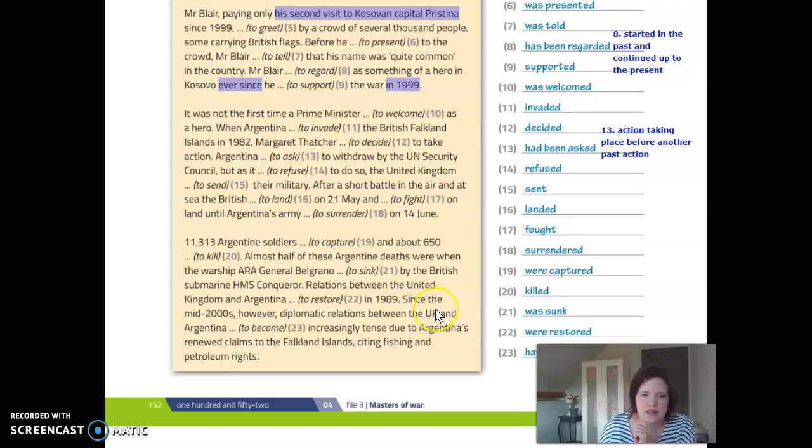And then since the mid-2000s, the relations have become increasingly tense, have become actually in the past that continues up to the present. Okay, because we're talking about since the mid-2000s, so that is an action which started then and continued up until now. Okay.